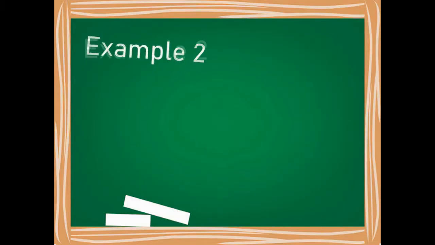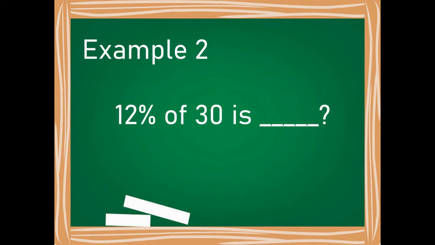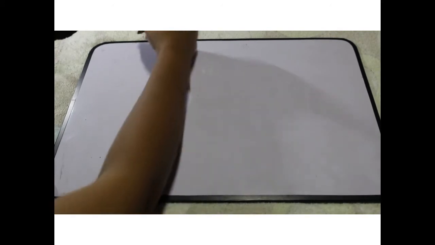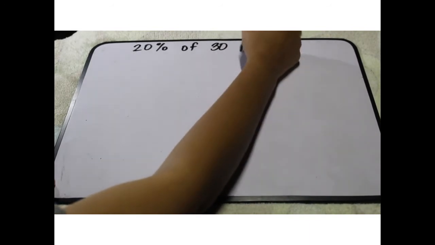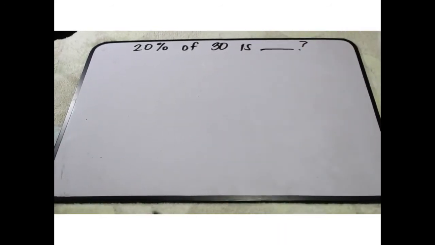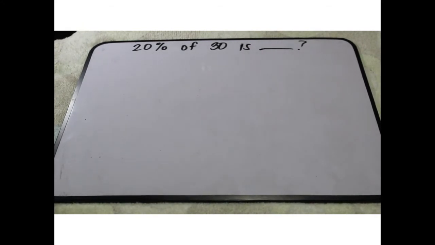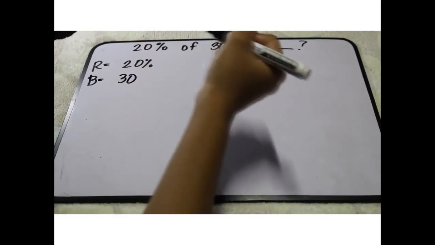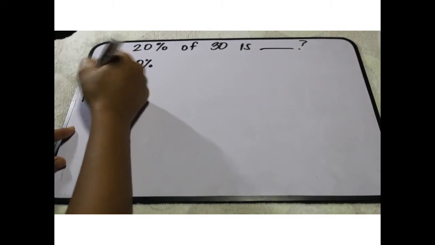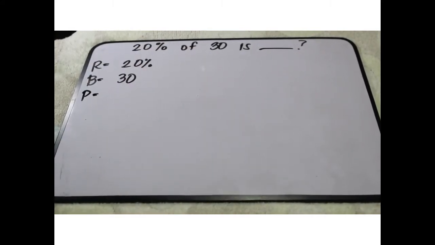For problem number 2, we have 20% of 30 is blank. Now let's identify the percentage, base, and the rate. For our given, rate is equal to 20%. And then the next one, we have the base. Base is 30, since it is after the word of. And then, percentage is the number that is being asked in our problem.